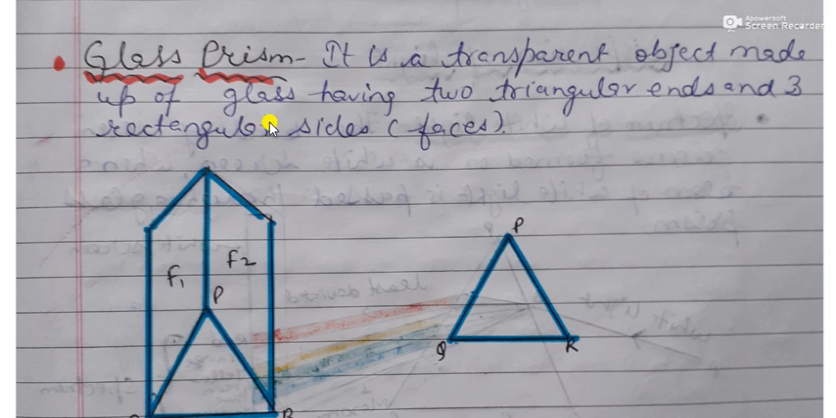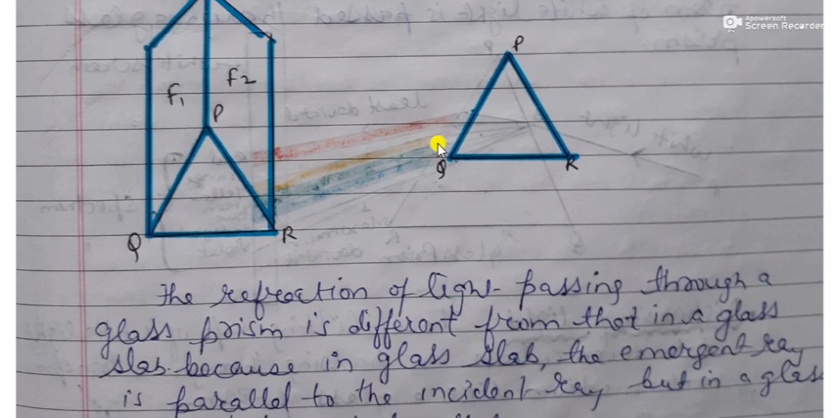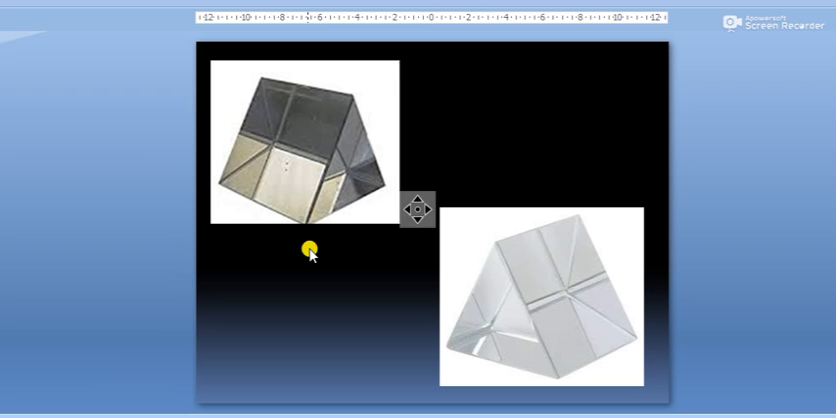So students, before starting, we should know what is a glass prism. Glass prism is a transparent object which is made up of glass, and it has two triangular faces and three rectangular faces. So a glass prism looks like this. Okay, this is the glass prism. I will also show you the diagram. Students, a glass prism is something which looks like this. So this is the diagram of a glass prism.